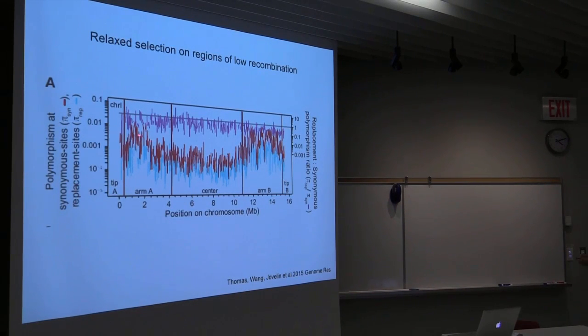So generally, we observe a lower amount of nucleotide variation in regions of low recombination, but we do observe an excess, and this is what the line is showing here. We observe an excess of polymorphism at replacement sites in protein-coding genes relative to synonymous polymorphisms, indicating that selection is weaker to remove deleterious or slightly deleterious alleles in these regions of low recombination.